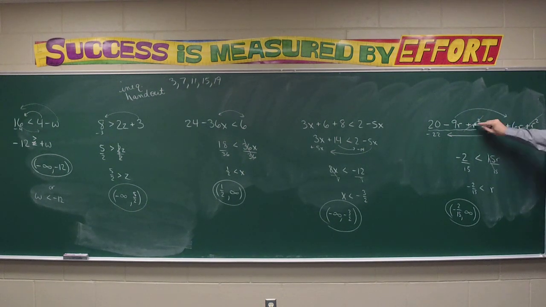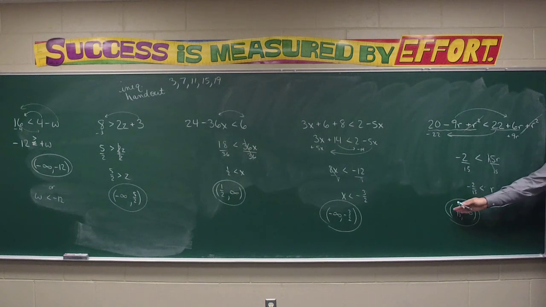The r squares conveniently canceled out. I brought the 9r over as a positive to get 15r, ditched the 22 to get a negative 2. Not a pretty answer. Negative 2 15ths. R is bigger than that, right? So negative 2 15ths up to infinity, our answer. How many got that on number 19?